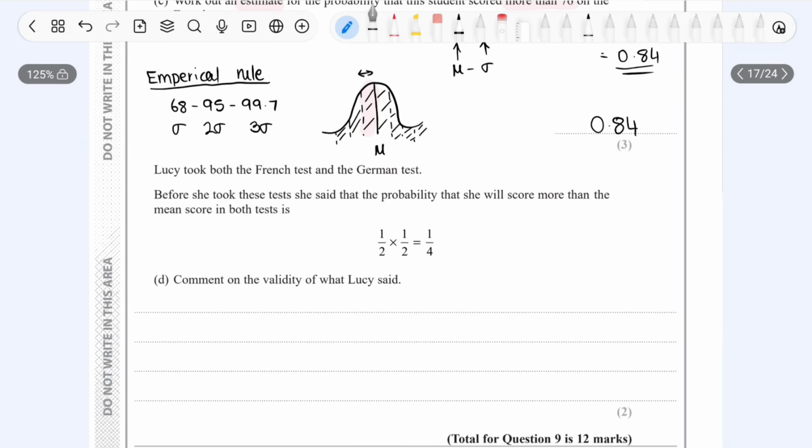Lucy took both the French test and the German test. Before she took these tests, she said that the probability that she will score more than the mean score in both tests is a half multiplied by a half, which is equal to a quarter. Comment on the validity of what Lucy says.